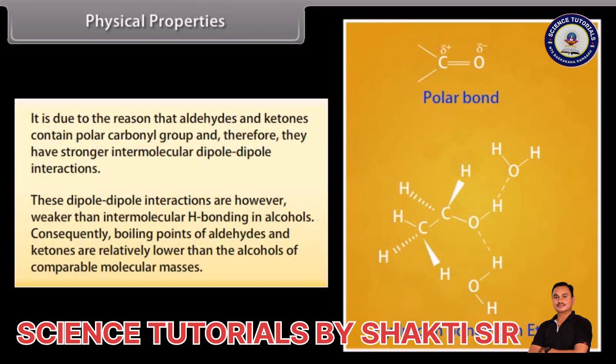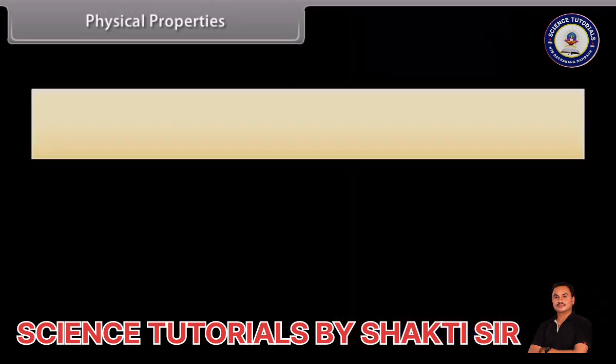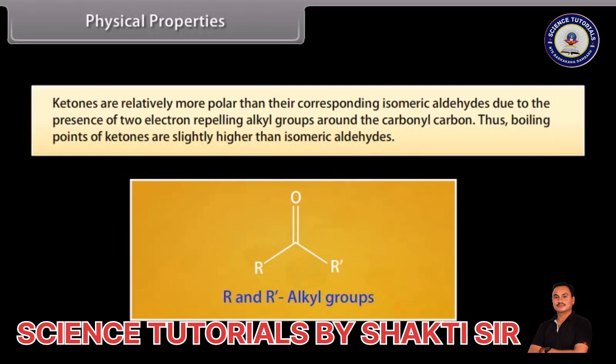Consequently, boiling points of aldehydes and ketones are relatively lower than the alcohols of comparable molecular masses. Ketones are relatively more polar than their corresponding isomeric aldehydes due to the presence of two electron-releasing alkyl groups around the carbonyl carbon. Thus, boiling points of ketones are slightly higher than isomeric aldehydes.